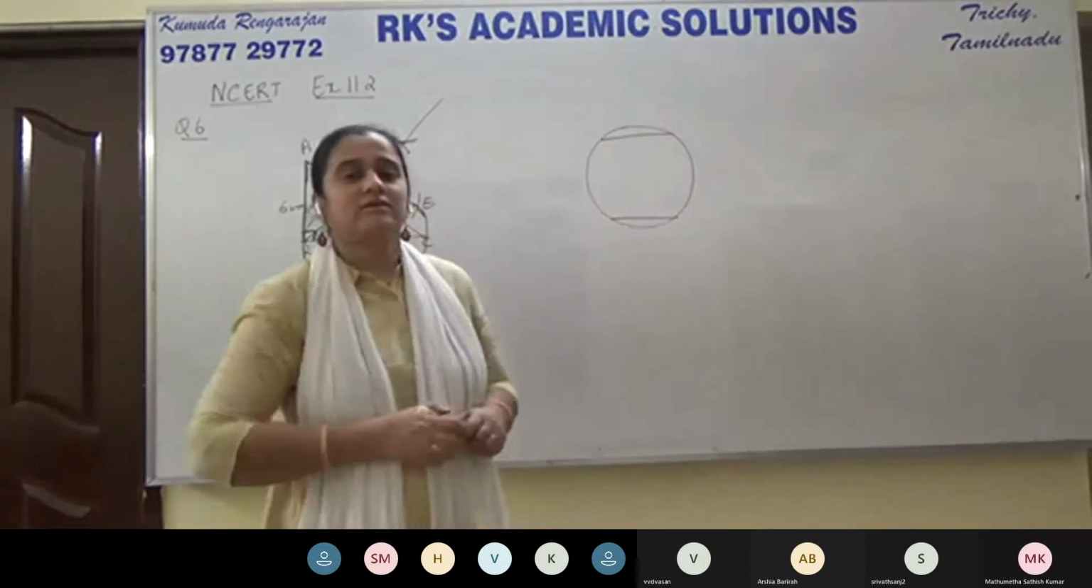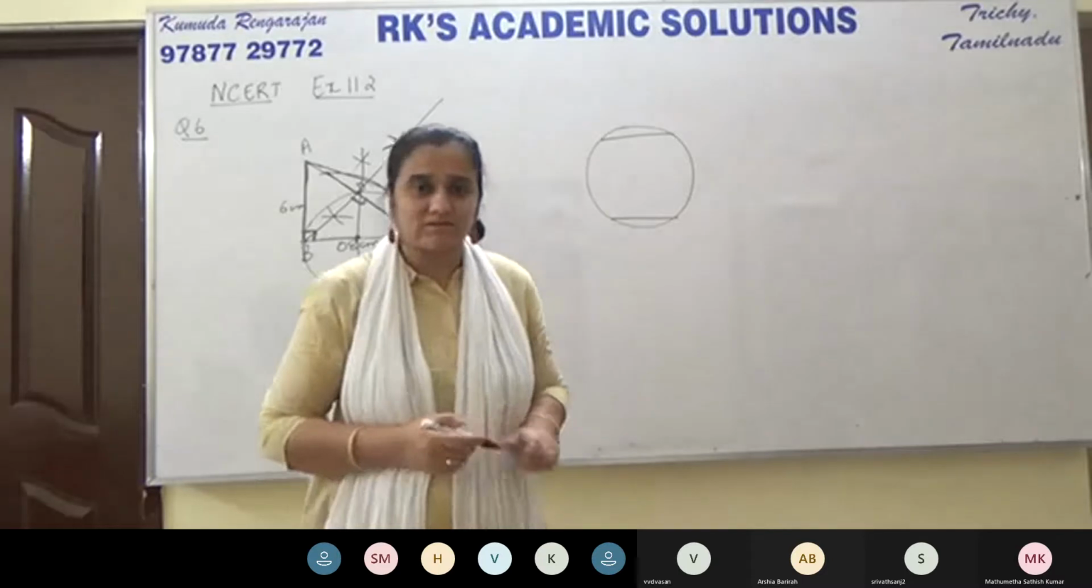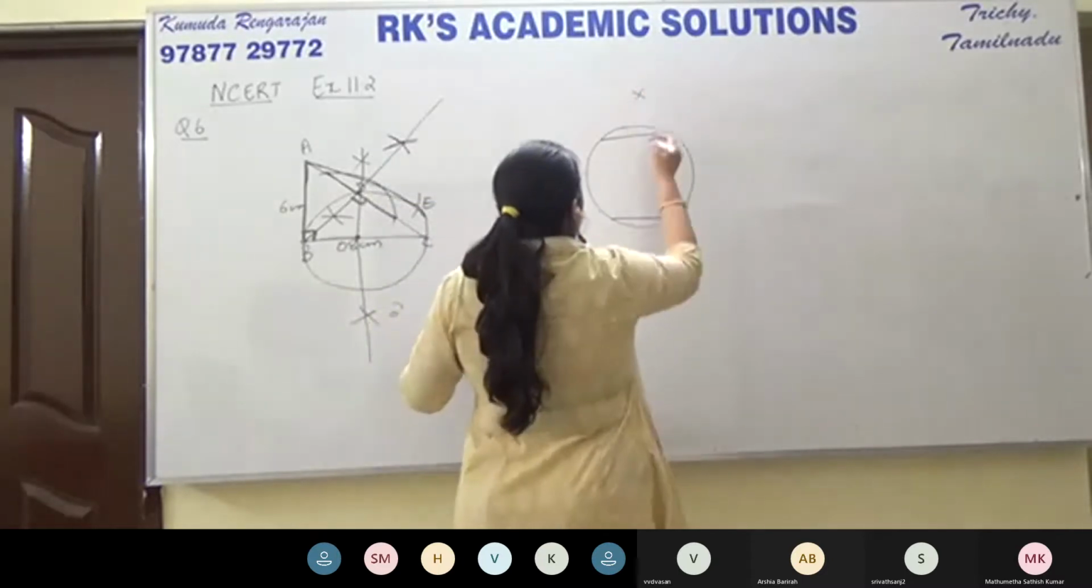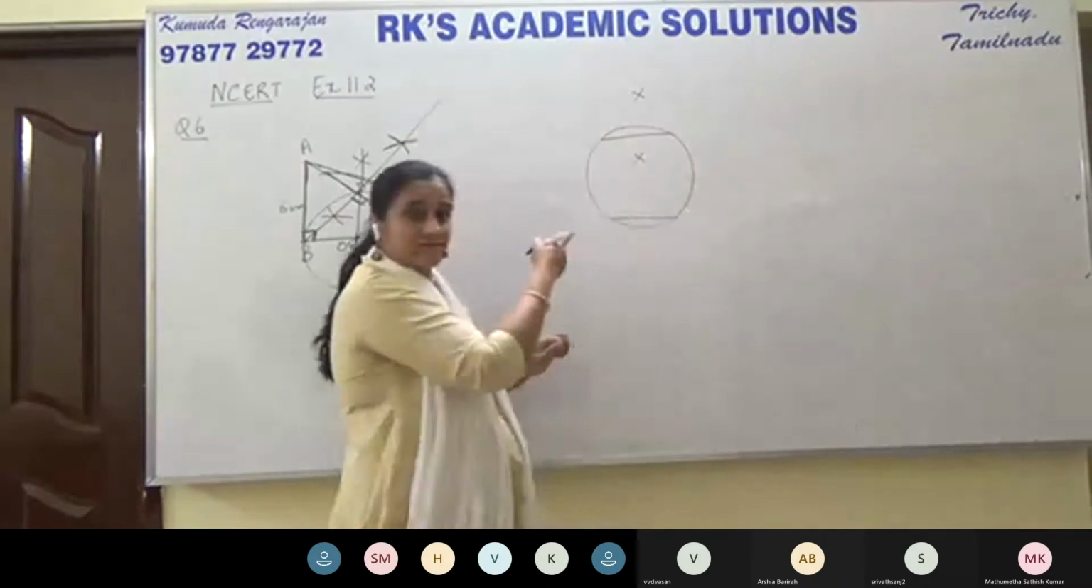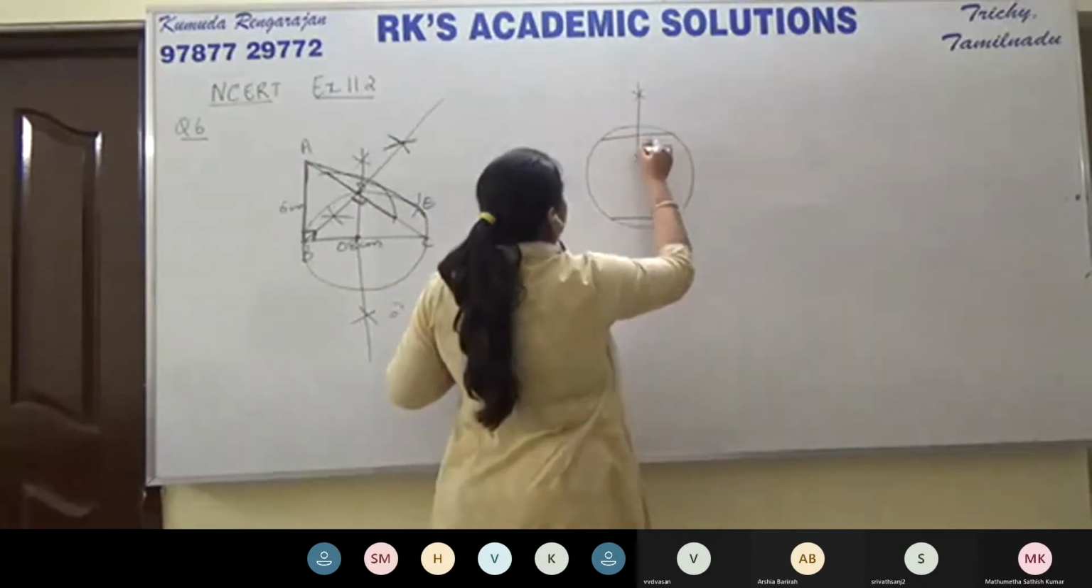Next, perpendicular bisector, ma'am. Perpendicular bisector. So that means you're saying like this, right? Yes, ma'am. Okay, so then it will be like this for me.